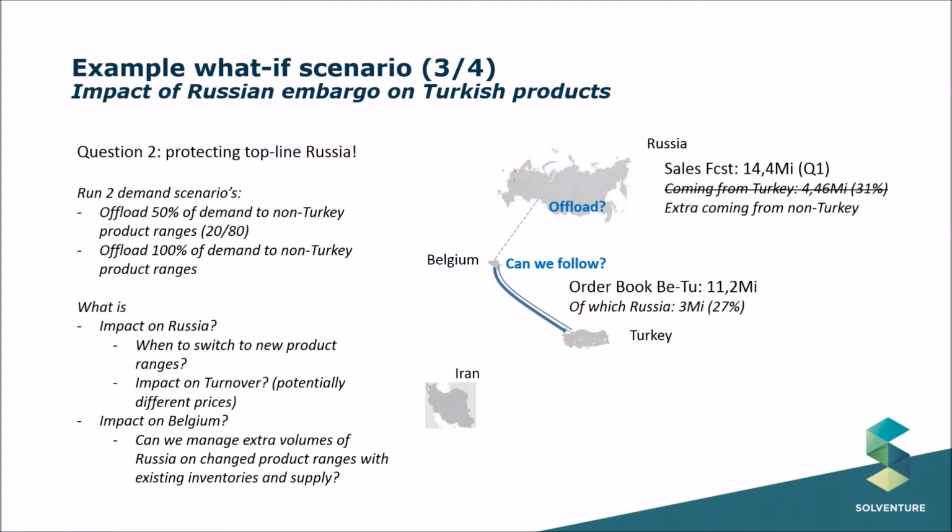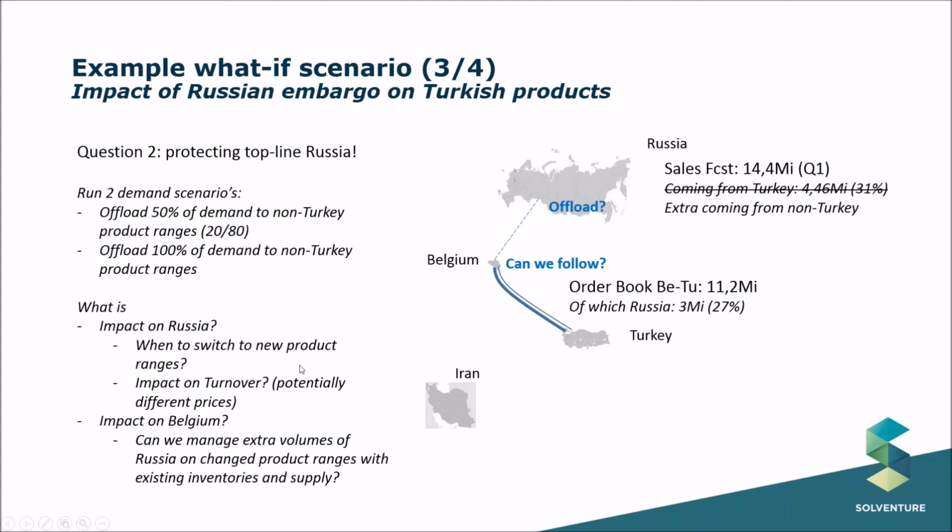So every company has its Pareto, so most probably with 20% of the products, I can easily offload 50 to 80% of the demand. So can I find substitutes, products not coming from Turkey, but with a comparable specification? So can I offload some of the demand to non-Turkey product ranges, either 50% or 100%? Again, what's the impact on Russia?